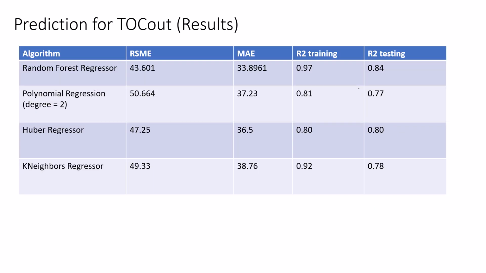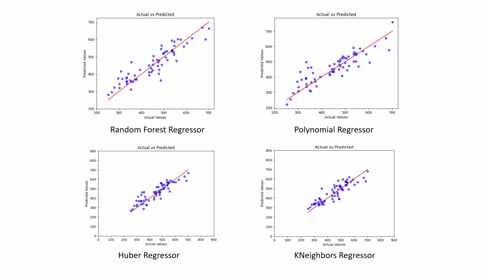Upon implementing various algorithms such as random forest regressor, polynomial regression of degree 2, Huber regressor, and k-neighbors regressor, the following results were obtained for the prediction of TOC out, and the highest accuracy for testing was found in random forest regressor, that is 0.84. These are the various scatter plots of actual versus predicted values of various algorithms.